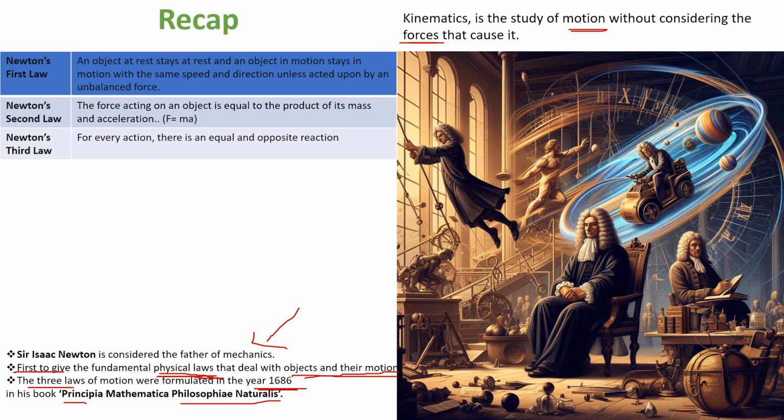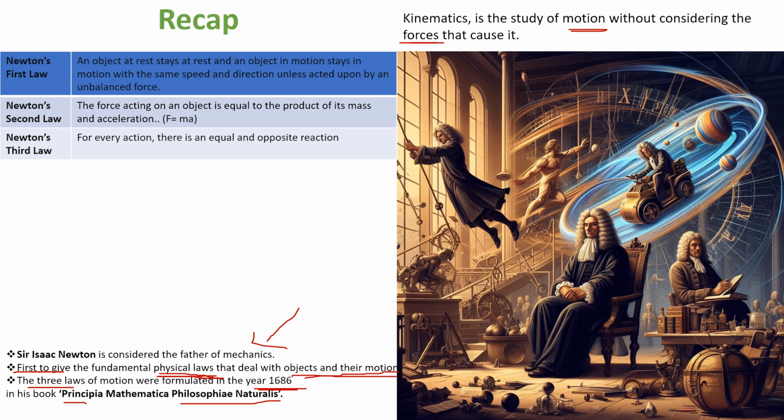An object in motion stays in motion. If an object is at rest, it will remain at rest. If an object is in motion, it remains in motion with the same speed and in the same direction, unless acted upon by an external unbalanced force. This is the first one.